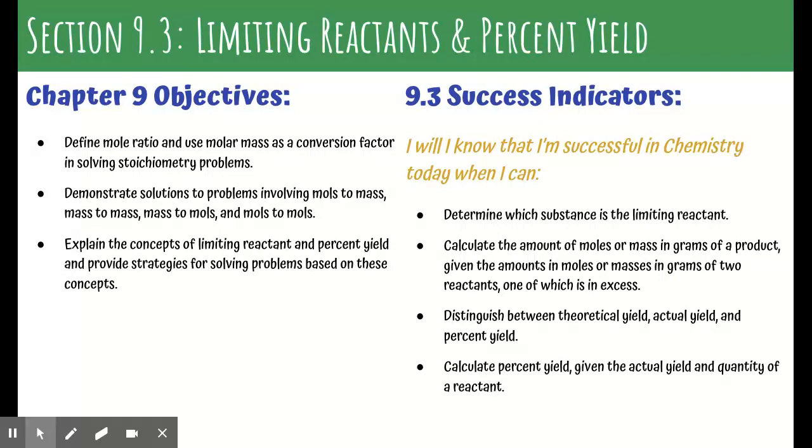So we are going to keep on building with that and move on to limiting reactants today. Percent yield we did a little bit with in class with a lab, but we're going to really focus on that more next class with reaction efficiency. So today we're going to just really focus on the limiting reactants. We're going to figure out in an equation which substance will be the limiting reactant. We'll be able to calculate the amount of moles or mass in grams of the product, or how many moles or mass of two reactants, and then which one is the excess.